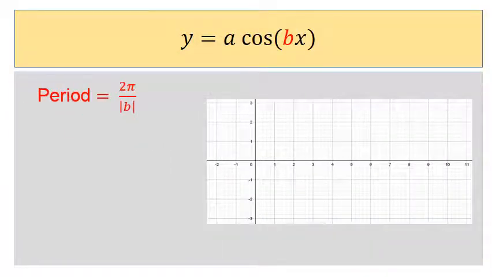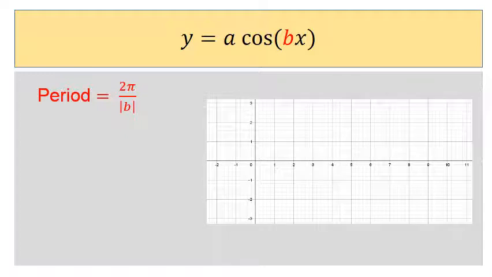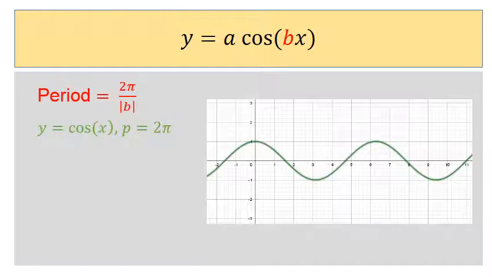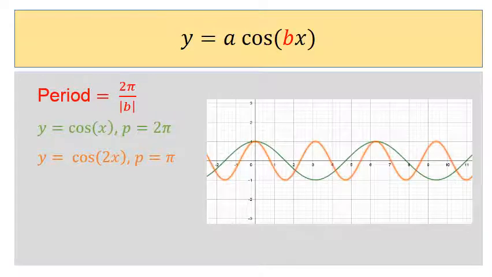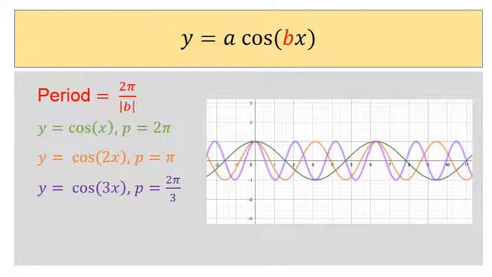Period equals 2 pi over absolute value of b. For example, for the graph of y equals cosine x, the period equals 2 pi. For y equals cosine 2x, the period equals pi. For y equals cosine 3x, the period equals 2 pi over 3. For y equals cosine 1 over 2 x, the period equals 4 pi.